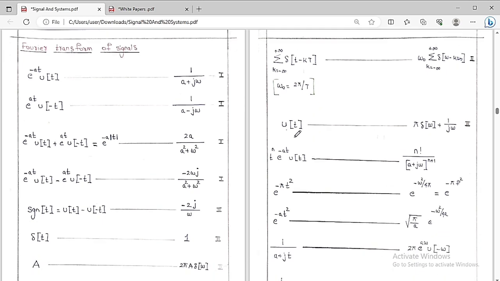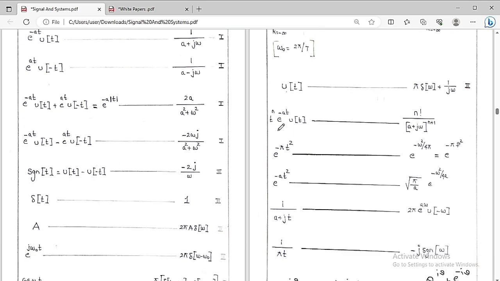So for u of t, what's the Fourier transform? Remember, pi into delta of omega plus 1 by j omega. So this you have to remember. For u of t, the Laplace transform is 1 by s. If for the Fourier transform we replace s by j omega, we are going to get 1 by j omega. But there will be some extra factor also, which is pi into delta of omega. So this one you have to remember.